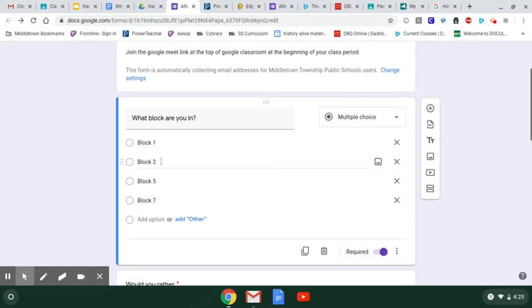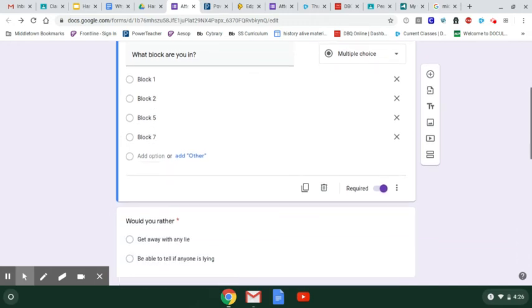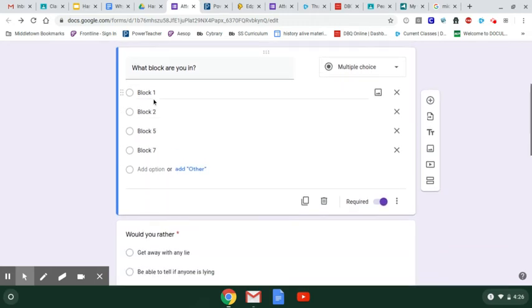Attendance form. What block are you in? Also, some people are messing up the blocks. Obviously, I know what blocks you're in, but it just creates more of a hassle for me. So please select your correct block.